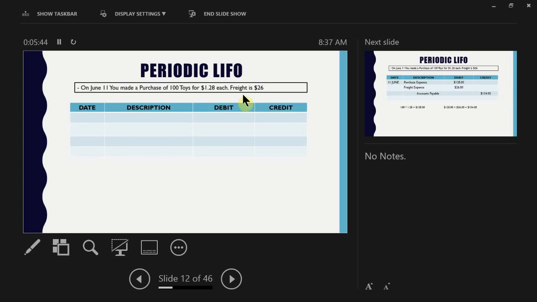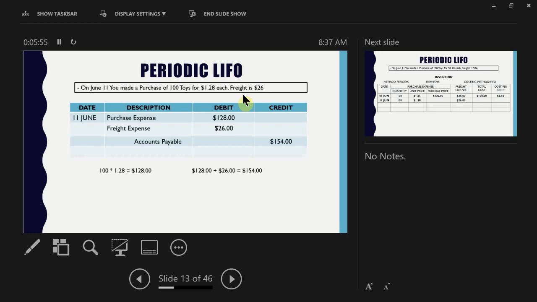Then the next one is going to be on June 11th. We purchased another 100 toys at $1.28, and the freight is $26. So again, when we're dealing with periodic inventory, it's also important that you remember the rule is that you're not going to combine them. You're going to separate each cost, because purchase price is a separate cost from a freight cost. Usually freight isn't included in the purchase price. It's usually separated, okay? So there you go.